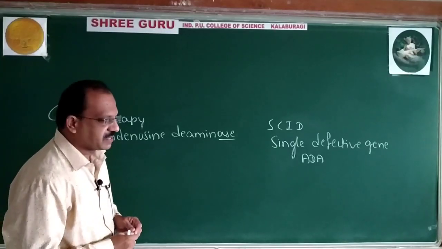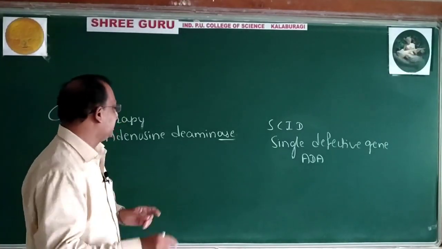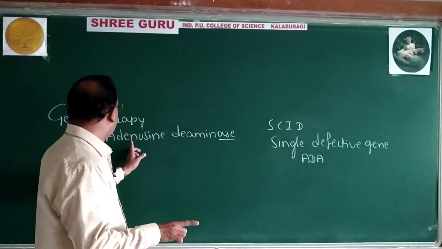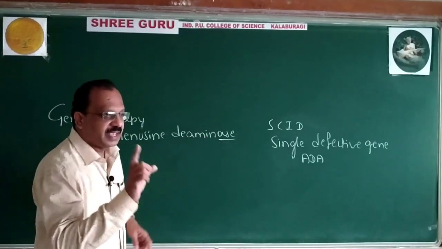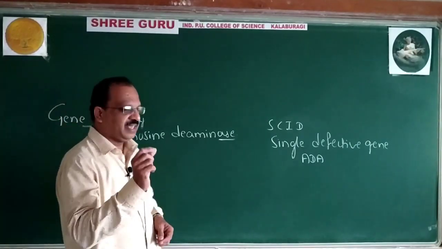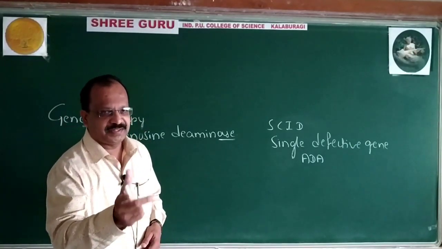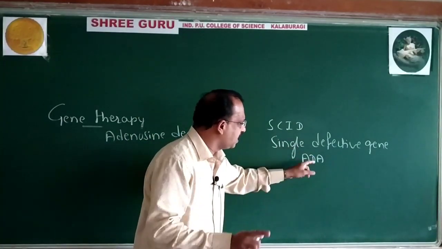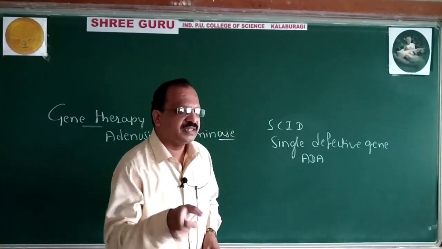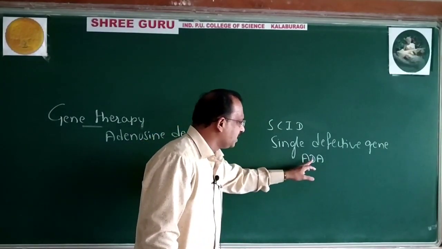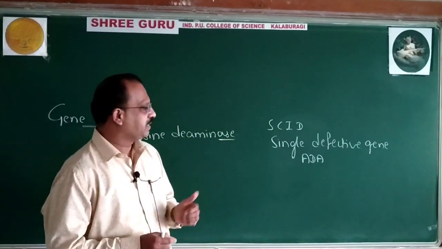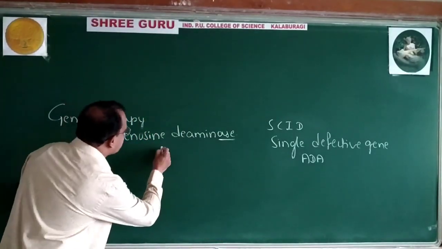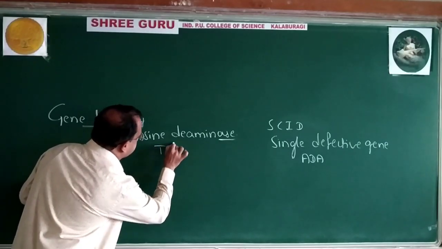Any word ending with the suffix ASE is the name of an enzyme, like adenosine deaminase. It is caused due to a defective single gene, or deletion of the gene that codes for adenosine deaminase. As a result, a patient with this disorder has non-functional T lymphocytes.